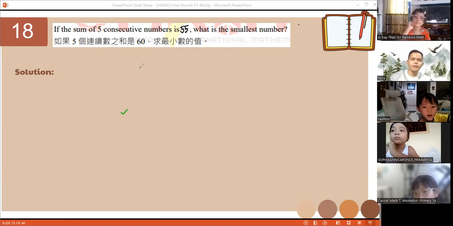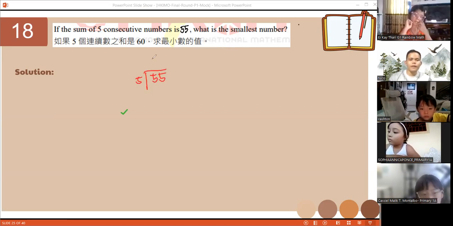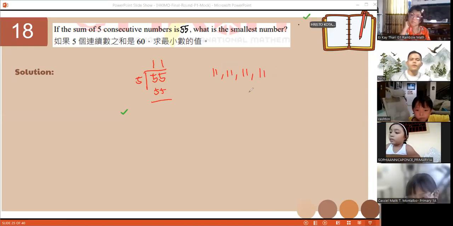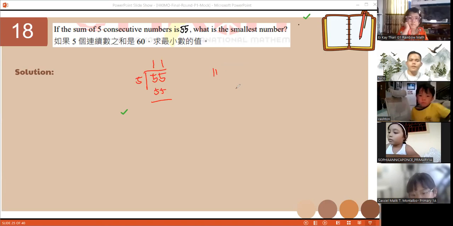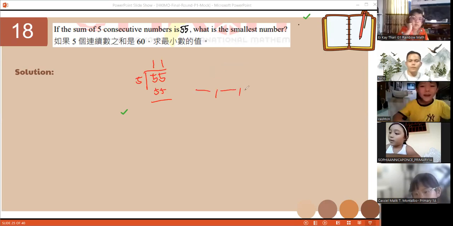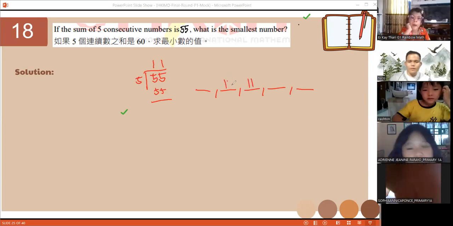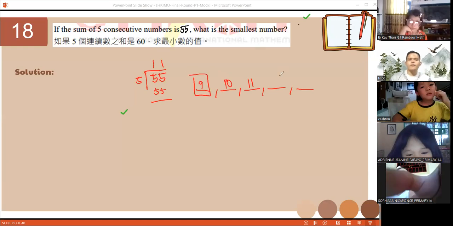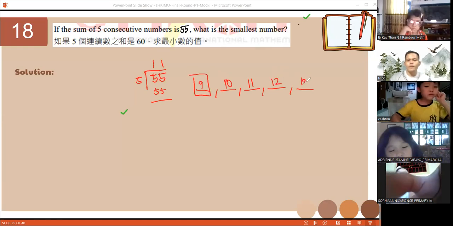Very good, 9. So it should be 55 divided by 5. That is 11, so meaning that's 11, 11, 11, 11, 11. Or if you're already advanced enough, you just put 10, 11, then this is 9. So the answer is 9. If it's asking for the largest, then 12, then 13. So the largest here is 13.